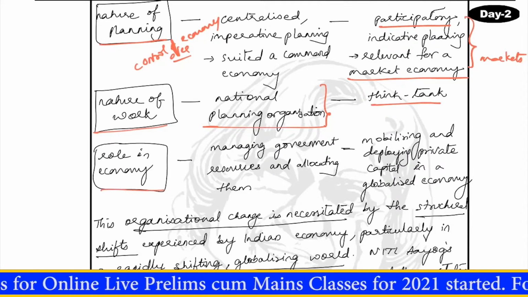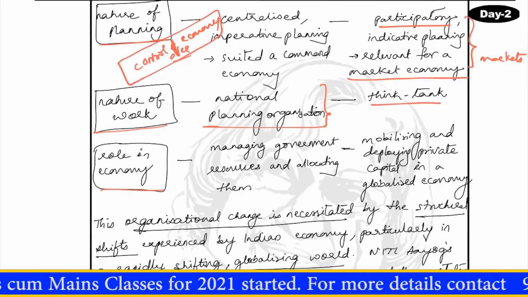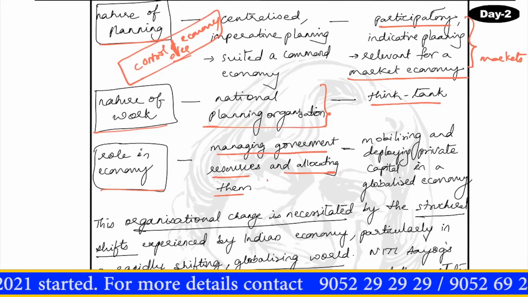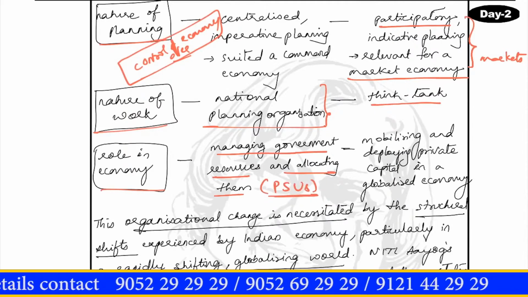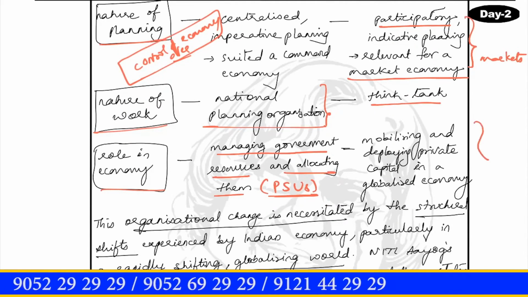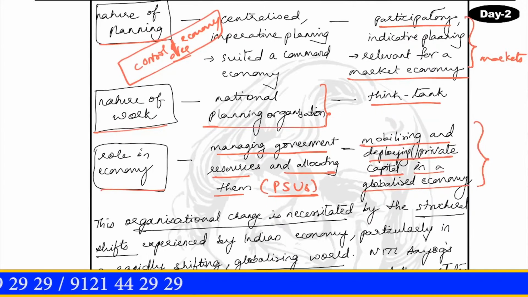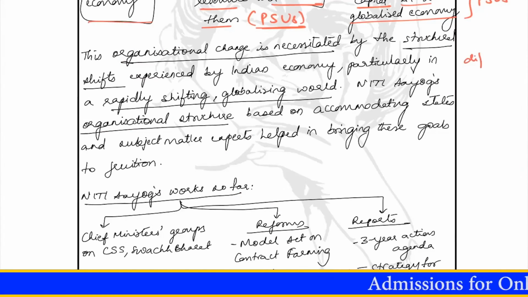Next is the role in the economy. Whereas the Planning Commission, as you've just mentioned, had so much control over the economy, it believed in managing government resources and allocating them. We have seen this over the years, right, in how the Government of India has owned many PSUs despite their loss-making nature. However, the moment Niti Aayog came into the picture, it believed in mobilizing and deploying private capital, particularly in the highly globalized economy that India is in at the moment. So we have seen how Niti Aayog is playing a very instrumental role in the privatization of public sector undertakings. This has substantially covered the differences in the principles of functioning of both these organizations.